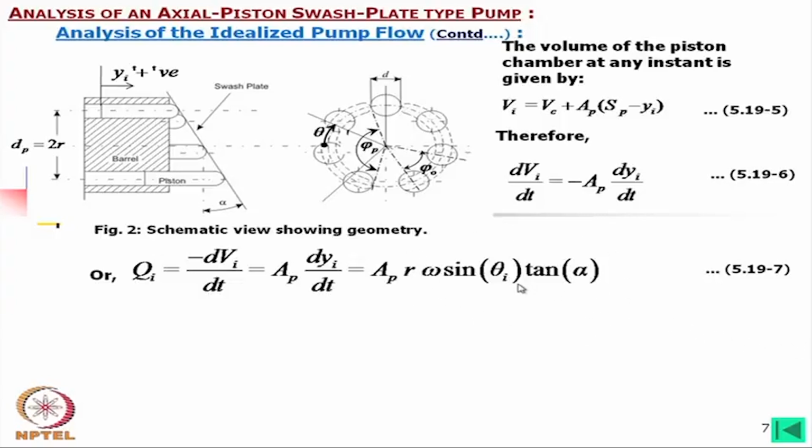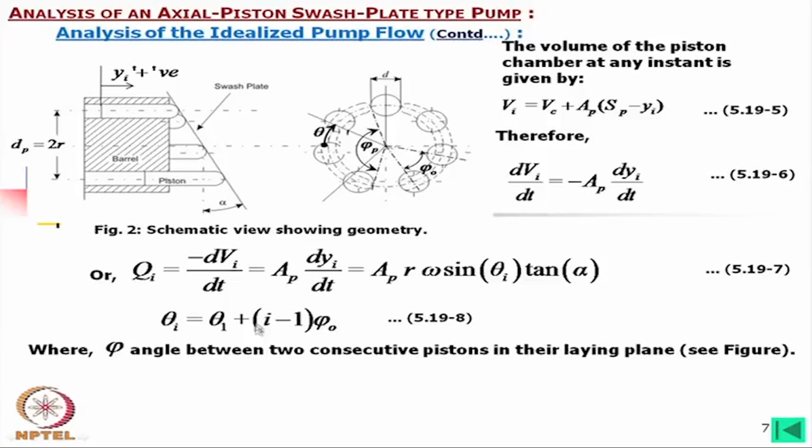Now, here I have explained theta i is equal to theta 1 for the one piston. Remember, suppose this is piston 1, this was here when theta was equal to 0, and then for the ith position it was (i minus 1) into the angle between two consecutive pistons, and theta 1 is the rotation of piston 1.